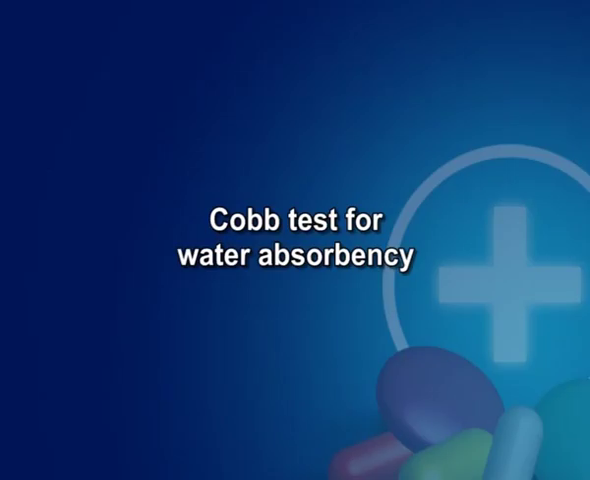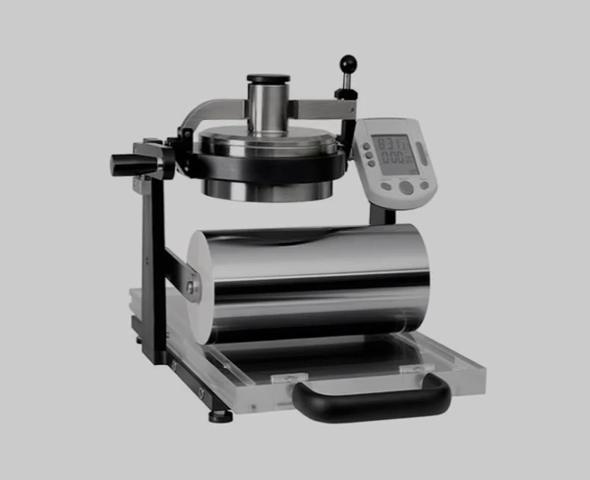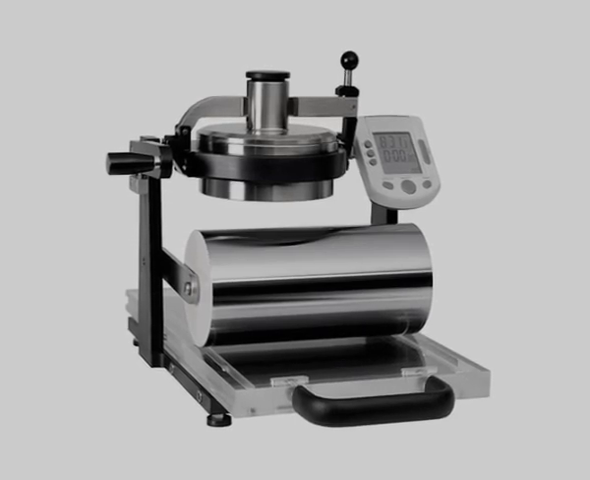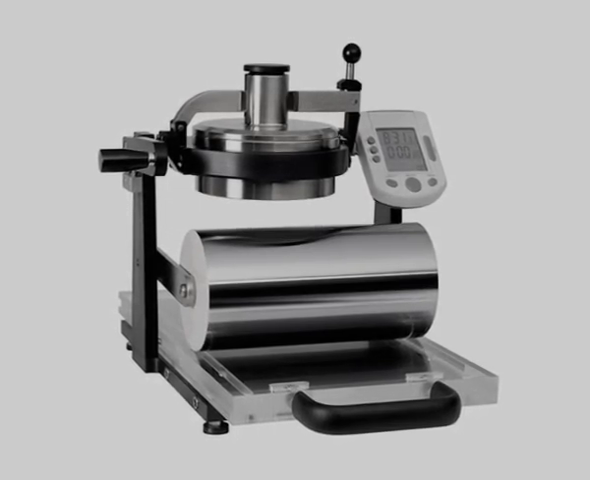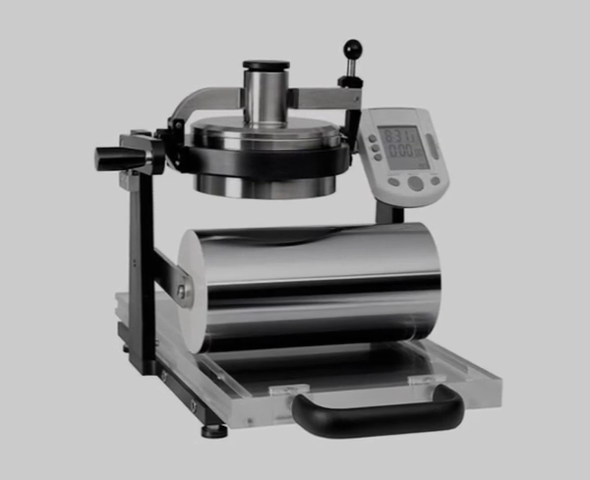Number 16 is the Cobb test for water absorbency. This measures the mass of water absorbed by 1 meter square of the test piece in a specified time under a head of 1 centimeter of water.